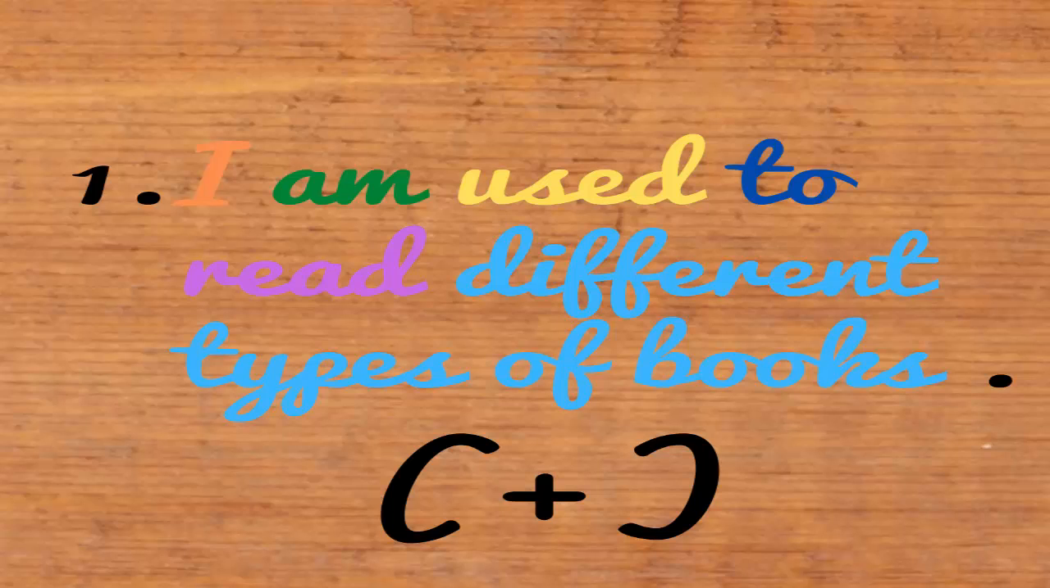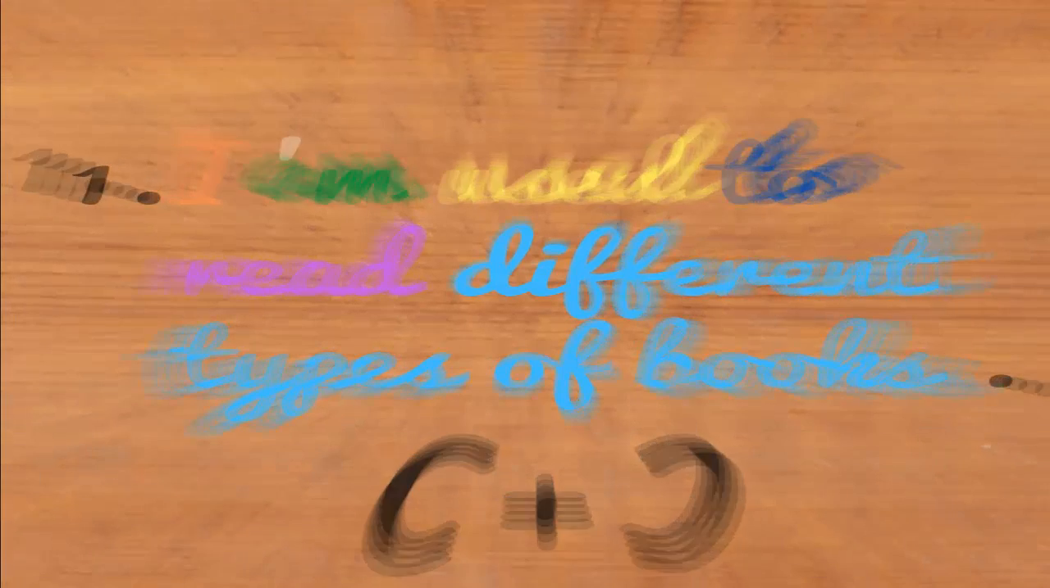Different types of books. Notice here the F is pronounced V. I am used to read different types of books. So here we use to be plus used to. And if you observe this sentence carefully, you will understand that it's built in affirmative form. I am used to read different types of books.